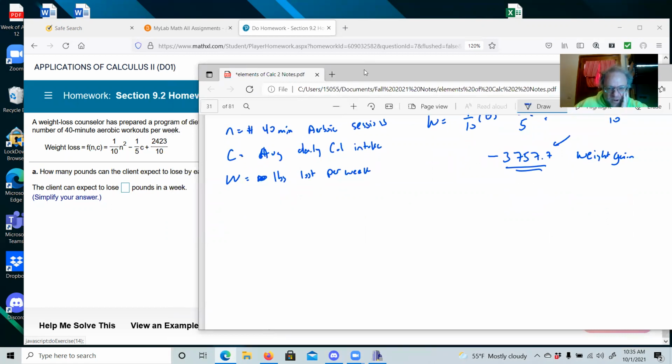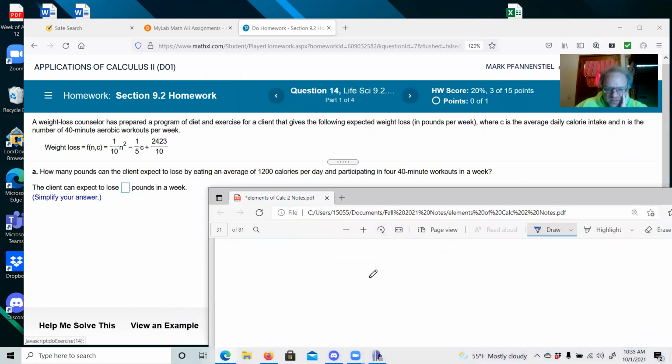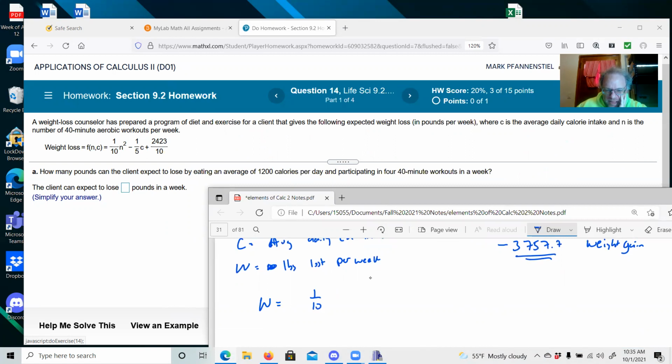So let's see here. We're going to go with a 1,200 calorie per day diet. Sounds extreme, but all right. So we have weight is equal to 1/10, and then we have 4 40-minute workouts per week, and that was my N, 40-minute workouts per week. So it's 4 squared minus 1/5 of 1,200 calories plus 2423 over 10. Remembering that a positive number means weight loss.